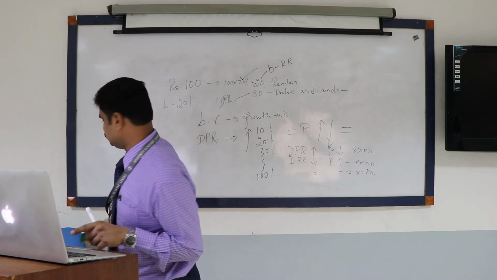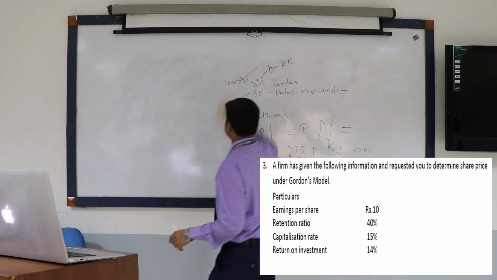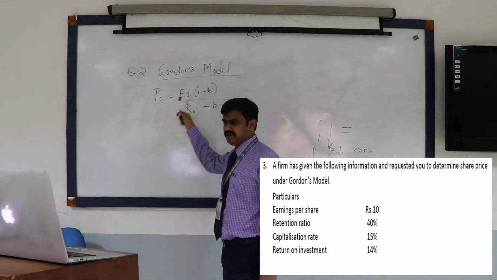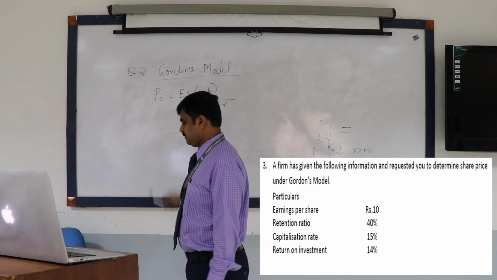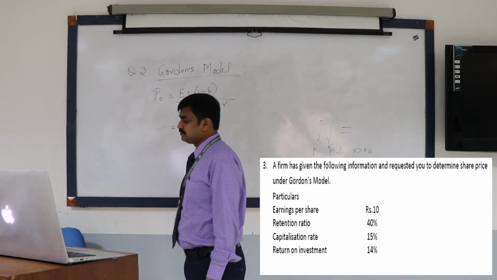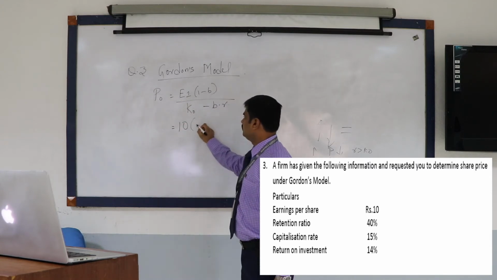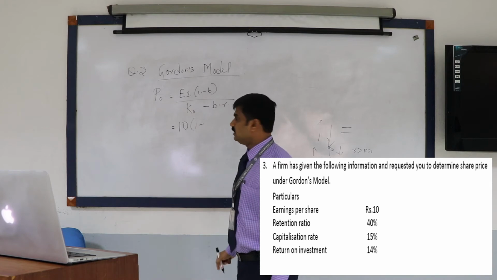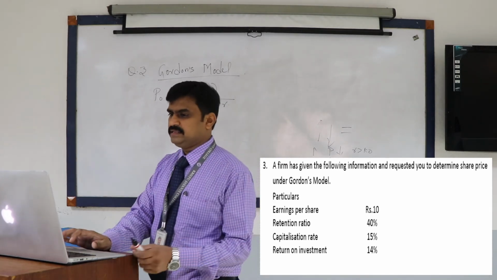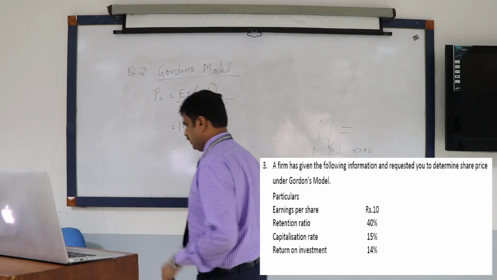Just write down this question. I'll wipe the board and I can do it on the board. Please go through the question and write down the question in your notes. But earning per share, how much is earning per share in this question? 10 rupees into 1 minus B. B is what? How much is B? 40%. B is nothing but your retention ratio. Retention ratio 40%.